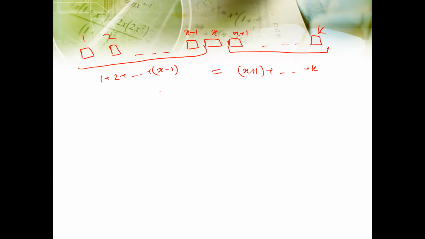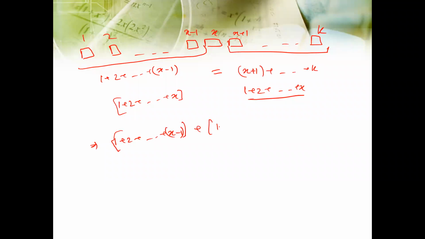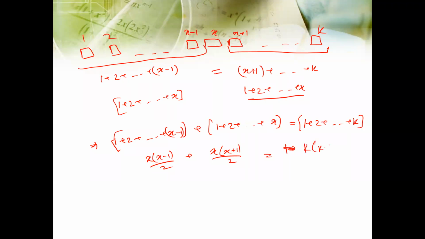So we will just add 1 plus 2 plus so on till x to both sides. So it will become 1 plus 2 plus so on till x minus 1, plus 1 plus 2 plus so on till x, and this is equal to 1 plus 2 plus so on till k. This is actually x times x minus 1 by 2 plus x times x plus 1 by 2, and this is equal to k times k plus 1 divided by 2. So this is actually a triangular number triple.